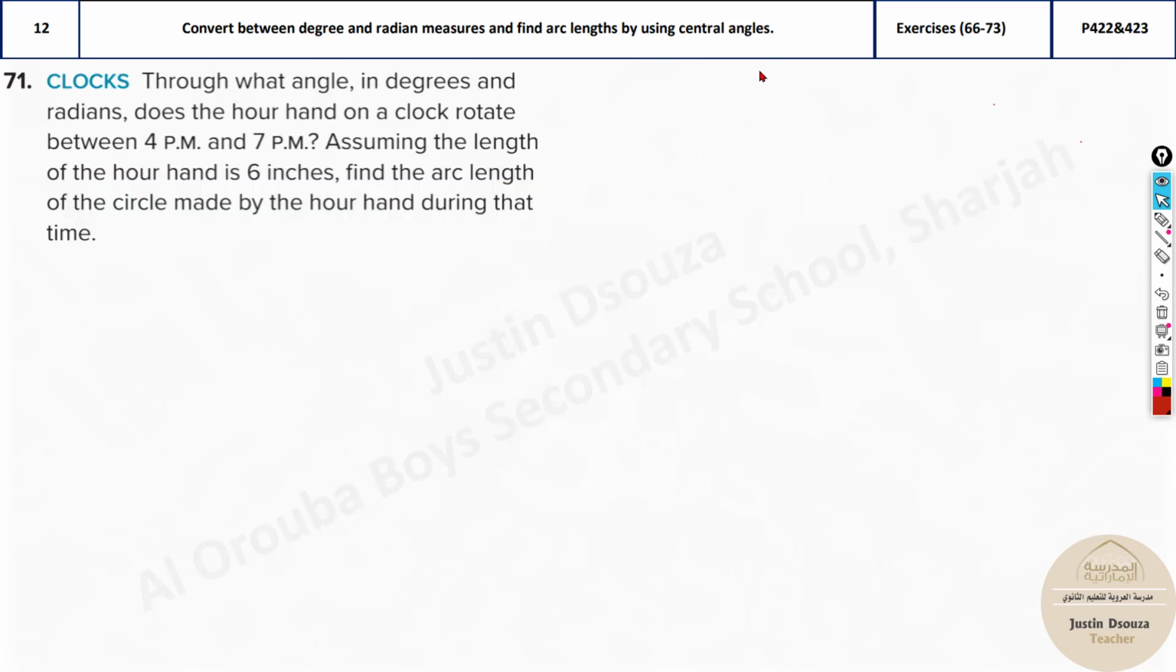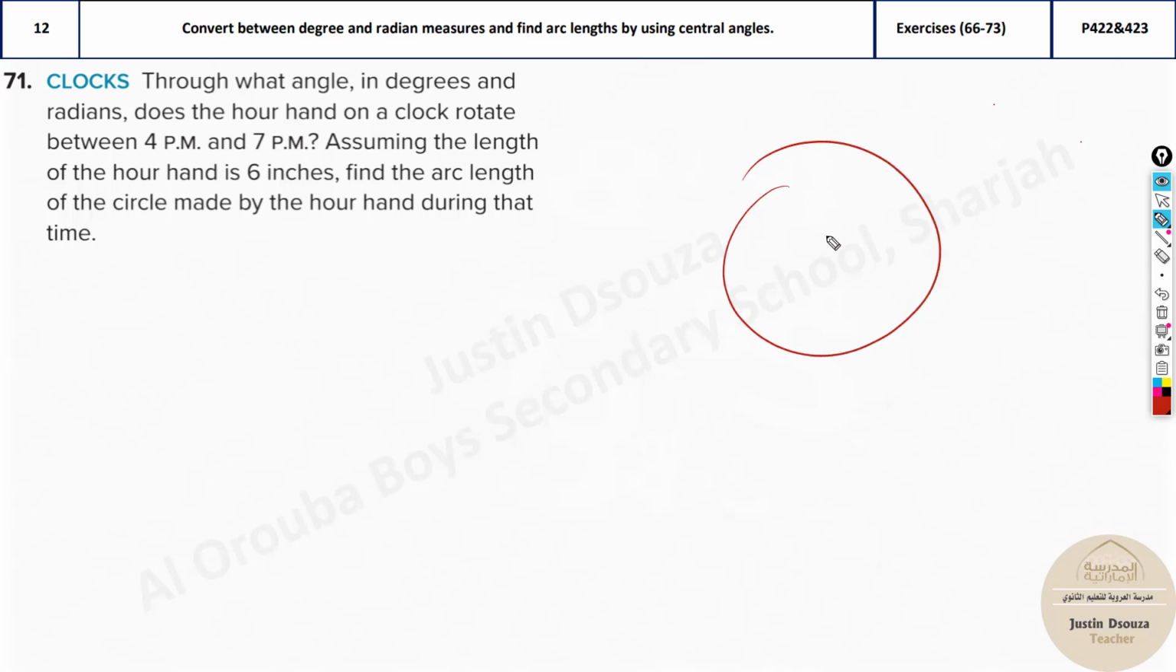Now we are going to the 71st question about clocks. Through what angle in degrees and radians does the hour hand of a clock rotate between 4 p.m. and 7 p.m.? Assuming the length of the hour hand is 6 inches, find the arc length of the circle made by the hour hand during that time. It's similar to what we had done a while ago. So I'll just draw the diagram.